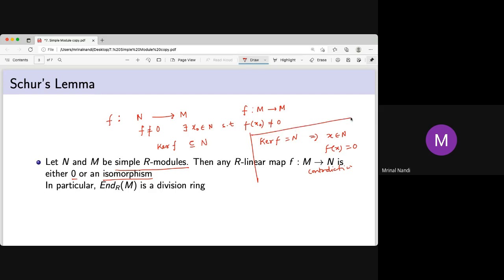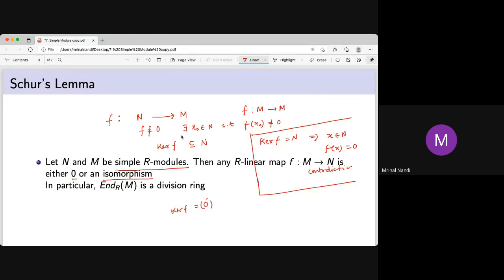Because if kernel of f is N, then for every element of N, f of x is equal to 0. But we assume that f is not equal to 0. There is at least one x0 in N so that f of x0 is not equal to 0. So kernel of f cannot be N. So then kernel of f must be 0. And since kernel of f is 0, we know this is an injective map. Kernel is 0, it is injective. So we prove that it's injective.